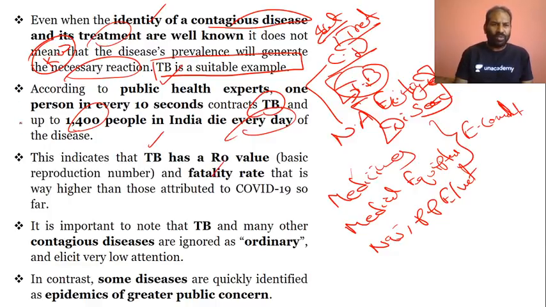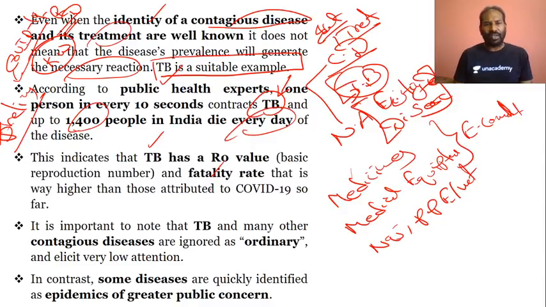Again, see, these points are important for prelims because he might frame a question on the backdrop of COVID-19, which is a respiratory disease, but he might not focus on COVID-19. There is a possibility he would focus on TB, and then he would give a statement saying, which among the statements is correct, and one of the statements could be: according to the public health experts, one person every 10 seconds contracts TB and up to 1400 people in India die every day because of TB disease. So the state should rather control, not include.